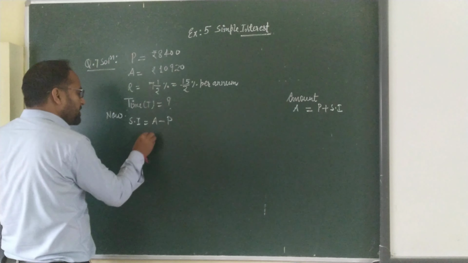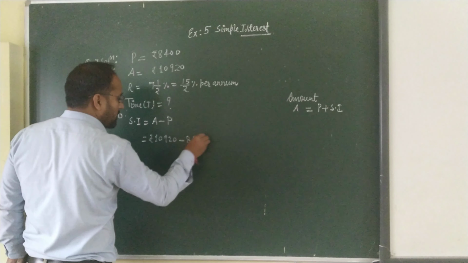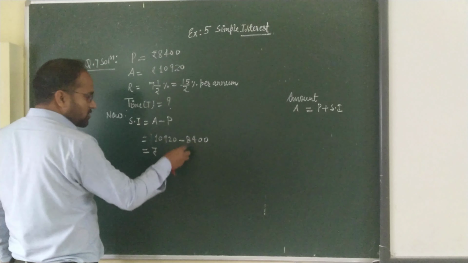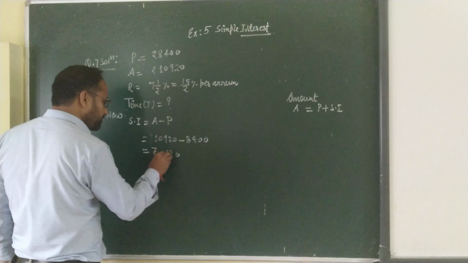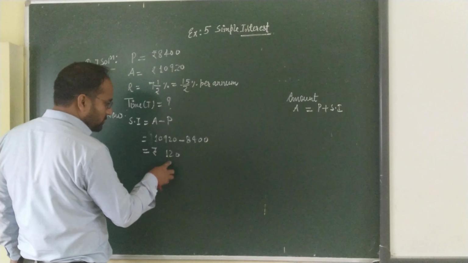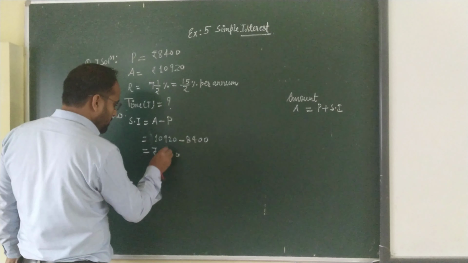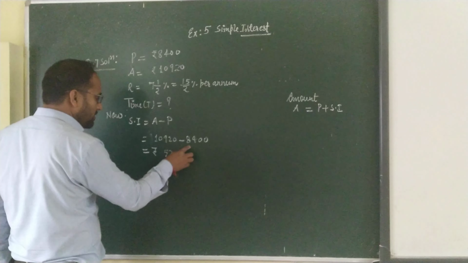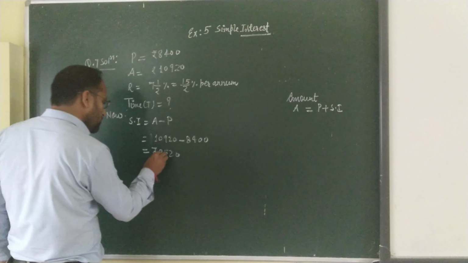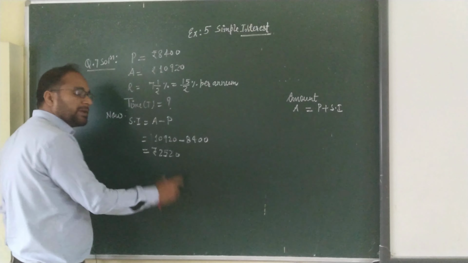So the amount is rupees 10,920 minus 8,400. You don't need to write the rupees; subtract this and then write rupees. So you will get 0 from 0, 2 from 9 minus 4 you get 5, and from 10 minus 8 you will get 2. So you will get rupees 2,520 as the simple interest.